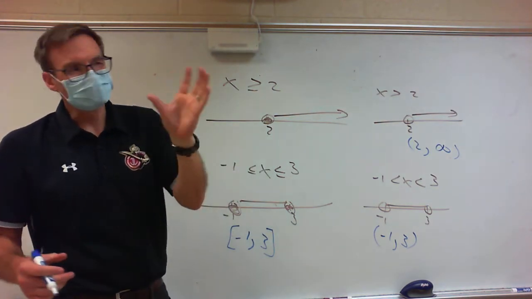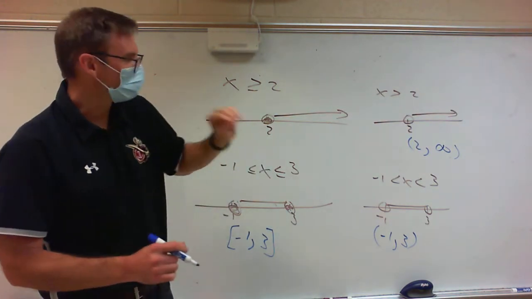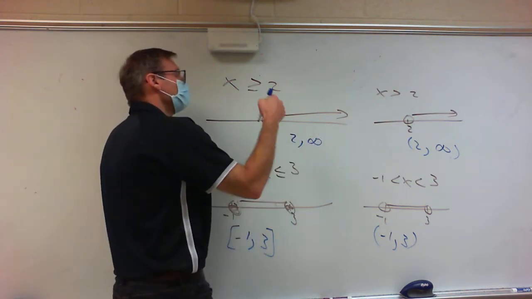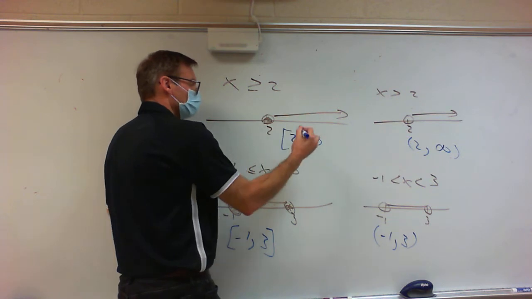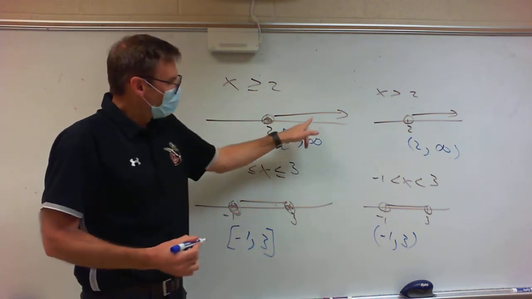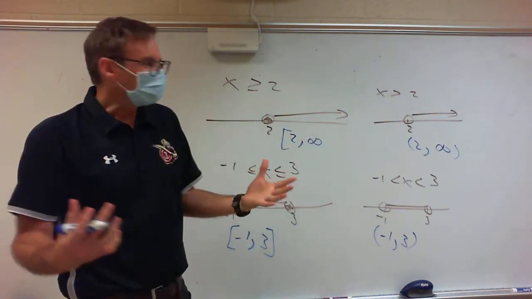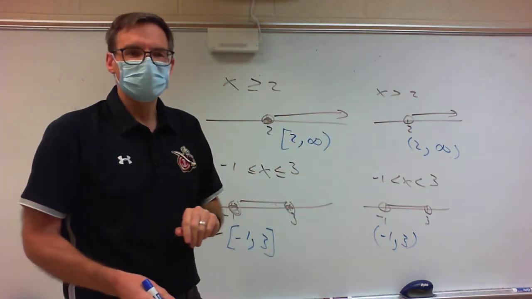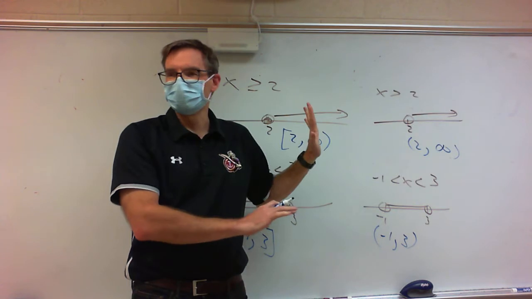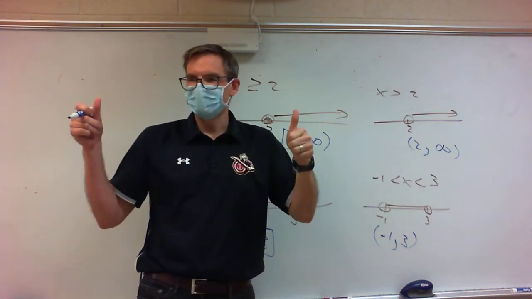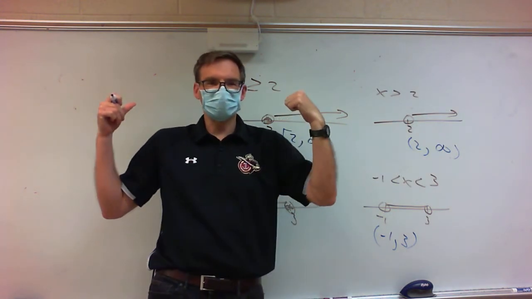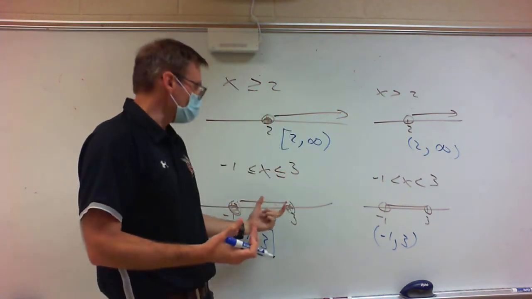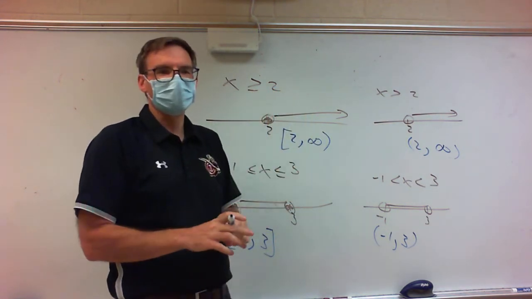This is the only one that requires a little more explanation. I'm starting at 2, I still go to infinity. The 2 is included, so I get the little bracket. But infinity is an idea, you never include infinity, so anytime you use infinity, it always uses a parenthesis. So here's my brief review of interval notation. You already knew interval notation? The idea with interval notation is it's describing the picture that you have on the number line.